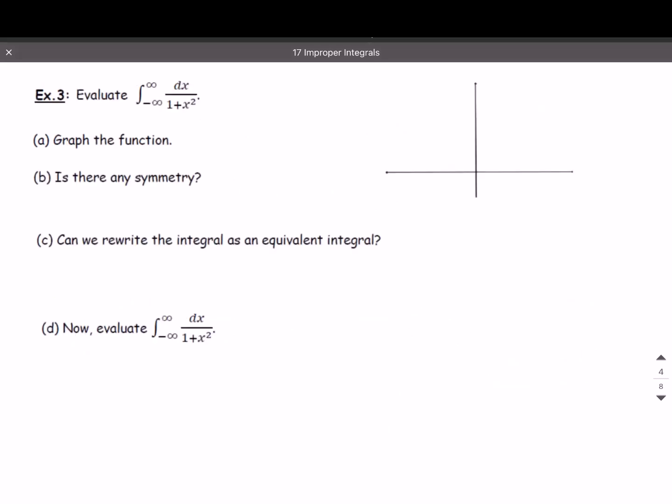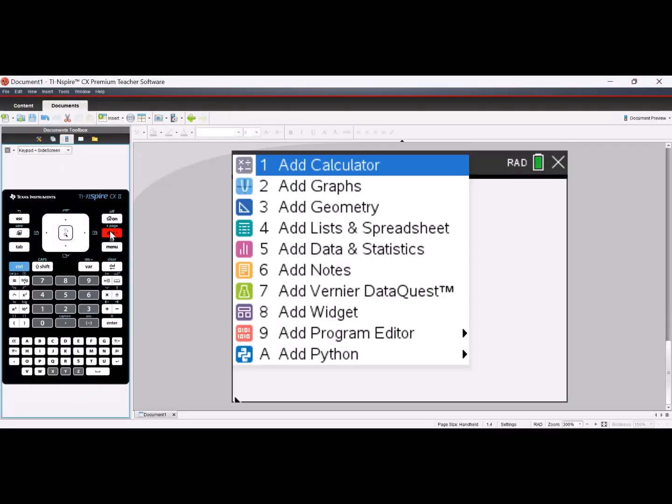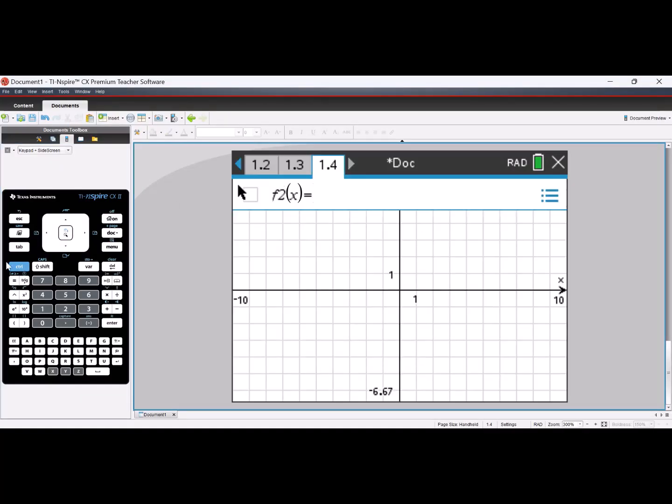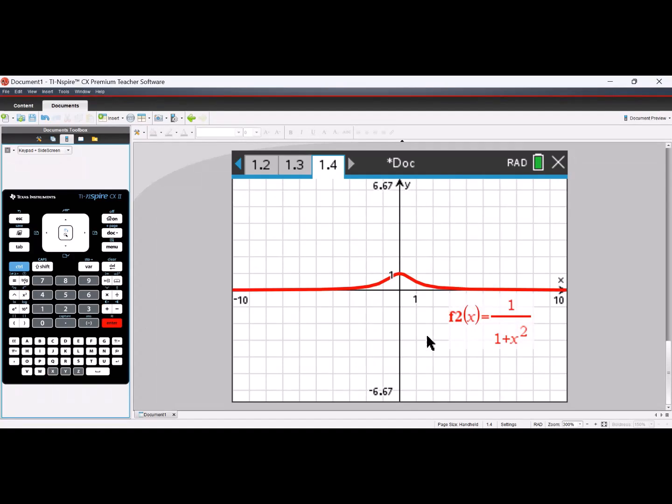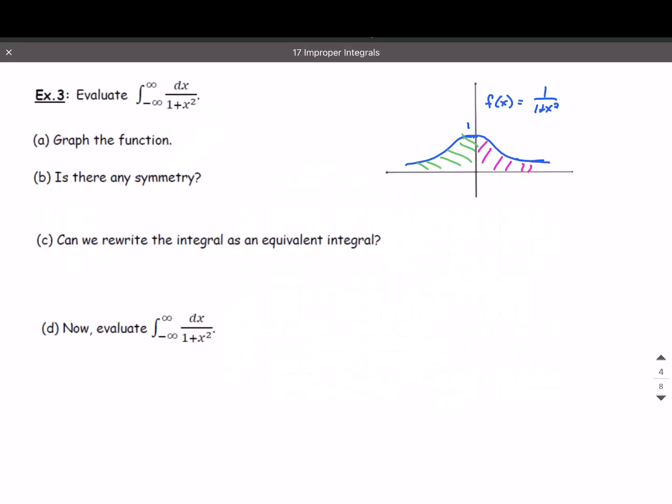Let's look at another one. Now here's another problem where we have an integral from negative infinity to positive infinity of 1 over 1 plus x squared dx. First thing we're going to do, we're going to graph the function. We're going to add a graph page this time, and we're going to use our fraction template. We want 1 over 1 plus x squared, and hit enter. There's our function. Look at that. Okay, so we looked at our graph, and is there any symmetry? Actually, yes, there is. This graph is symmetric with respect to the y-axis.